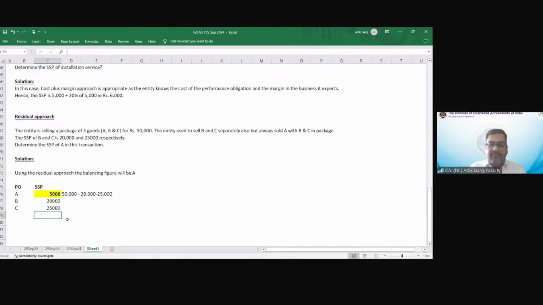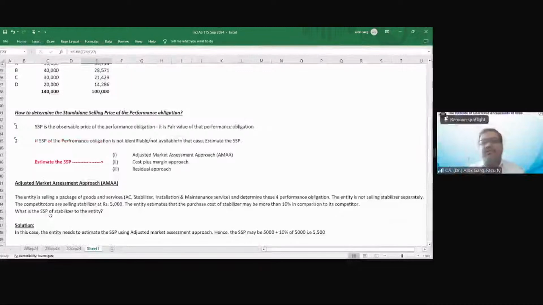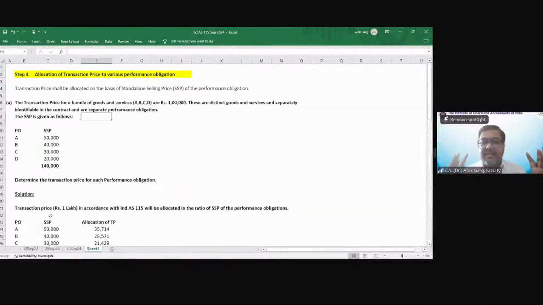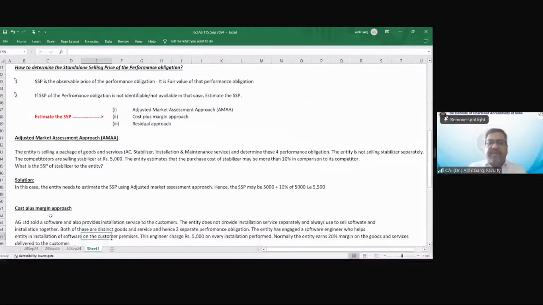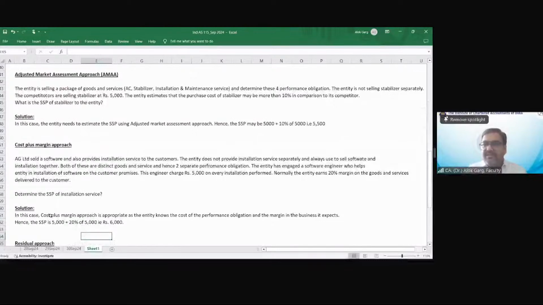Clear on all these approaches, how to allocate the transaction price? So it is a fair value. But if the fair value cannot be estimated, in that case, you can go with the adjusted market assessment approach, cost plus margin approach, or residual approach. I hope it is clear to all of you. And I have given the example of all of these.